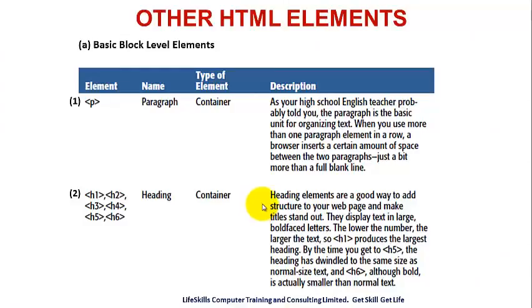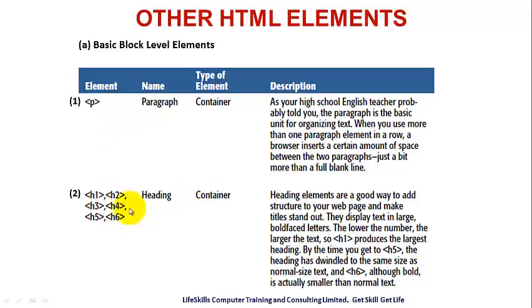Now I've talked about bold tag. We have paragraph tag. In your secondary school, you know what paragraph means in English. We use paragraph to organize whatever we are writing. And when you use more than one paragraph element in a row, a browser inserts a certain amount of space between two paragraphs. So between one paragraph and another paragraph on your website, there must be a space. So in a website, when you are using paragraph tag, you are trying to arrange your content in paragraph form. So the next statement that is in paragraph, there will be space in between two of them.